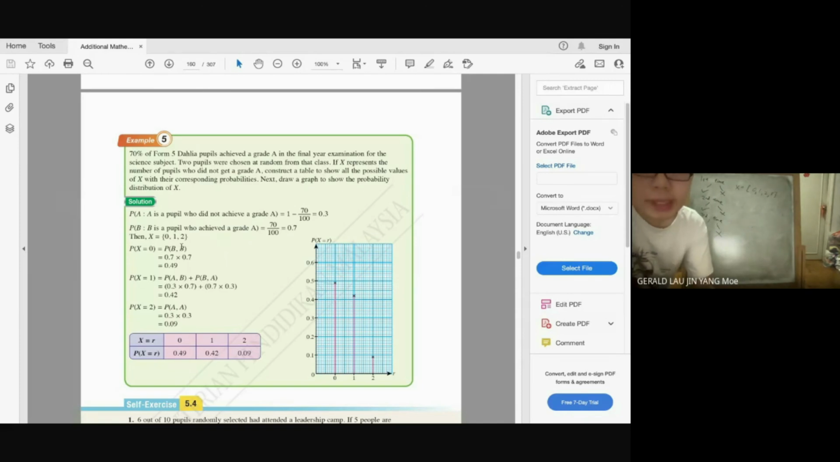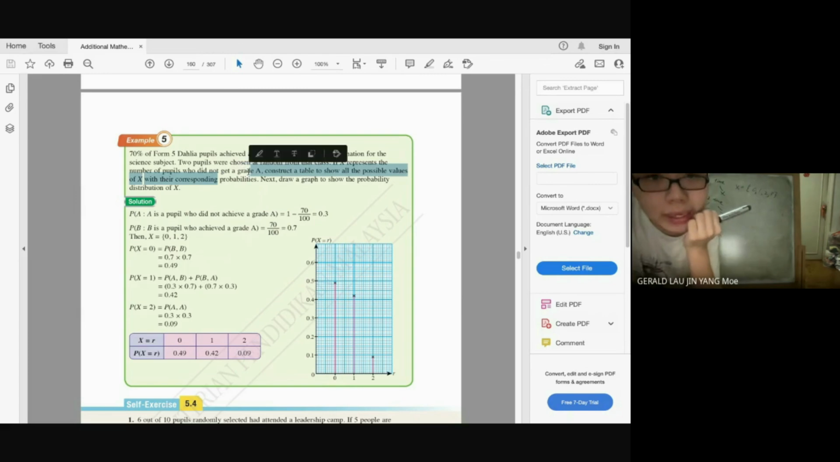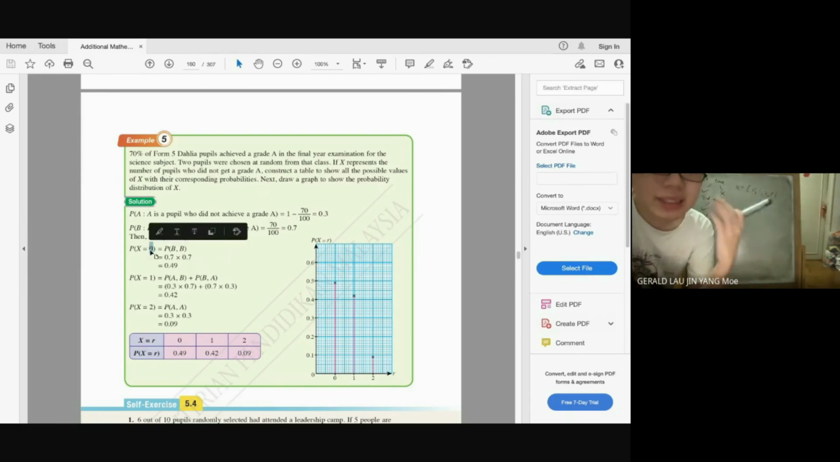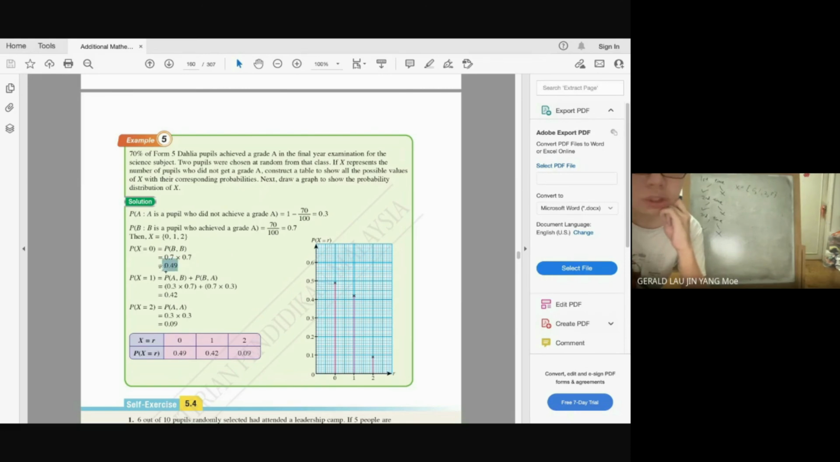Okay, let's say both of them fail, or who did not get a grade A. If your X is 0, that means both of them achieve grade A. Both of them got grade A, so 0.7 times 0.7, and you get 0.49. So there is a higher probability of both students getting grade A.